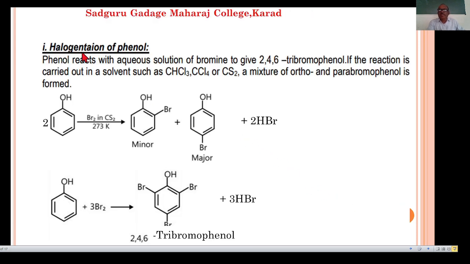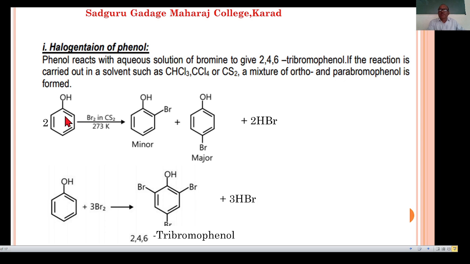So the first reaction is halogenation of phenol. In halogenation, there are again two types of reactions: reaction with aqueous solution of bromine and reaction with bromine in CS2. So the first reaction, that is reaction with aqueous bromine, gives the product 2,4,6 tribromophenol, and one side product is HBr.